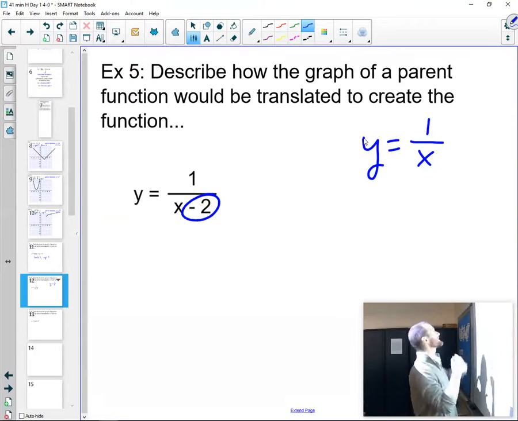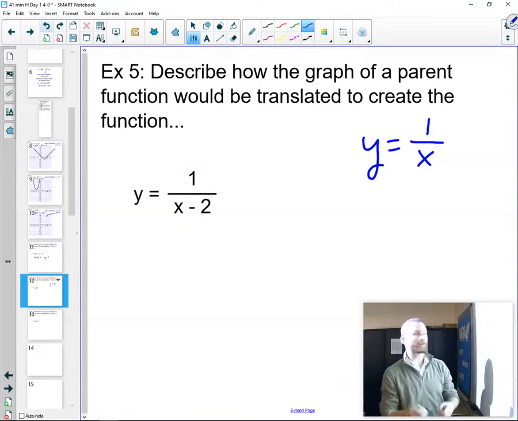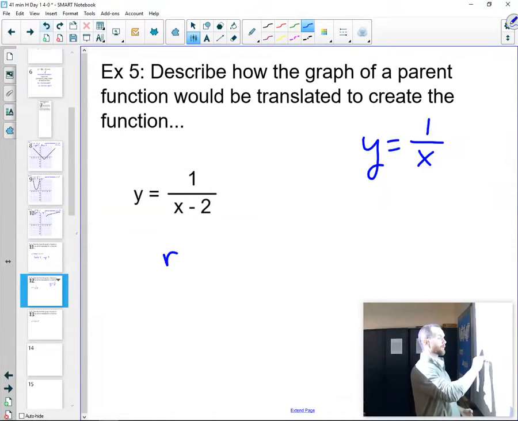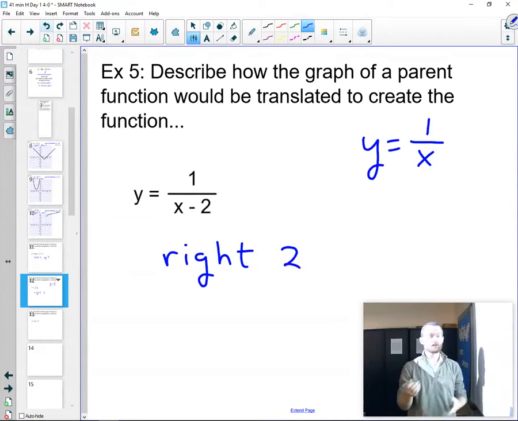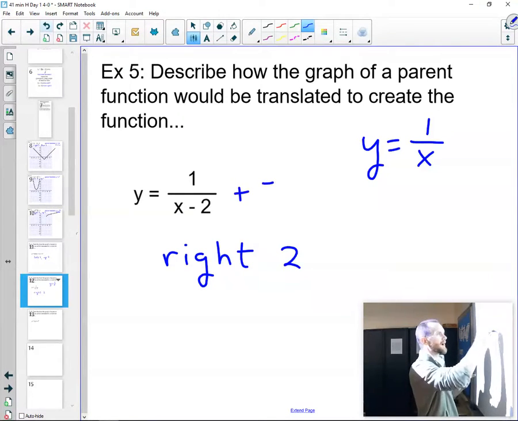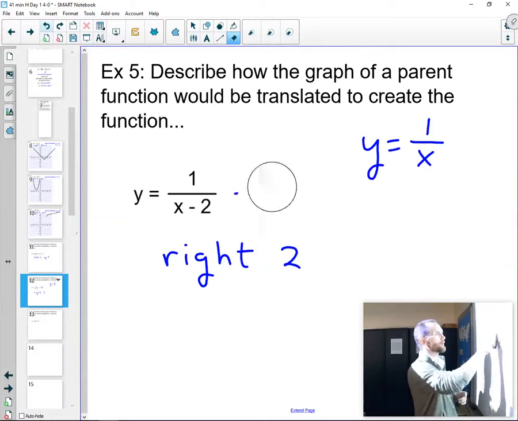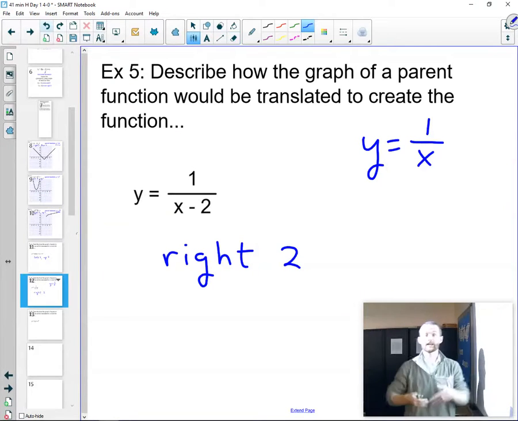So this negative 2 is in the place of h. So that would mean that we're going right 2. And that's it. Our h value is a positive 2 here, so we're moving to the right 2. There's no, like, we don't see a positive 5 out here or anything. There's no k value, so we don't translate it vertically at all. We just move to the right 2 and we're done.